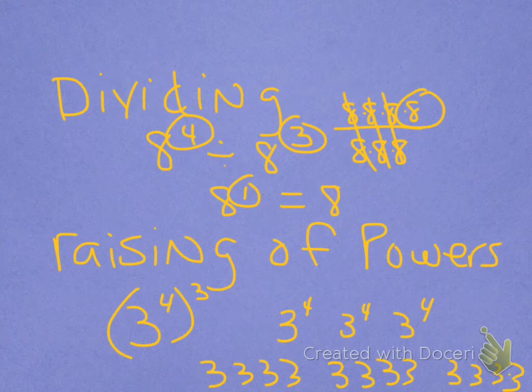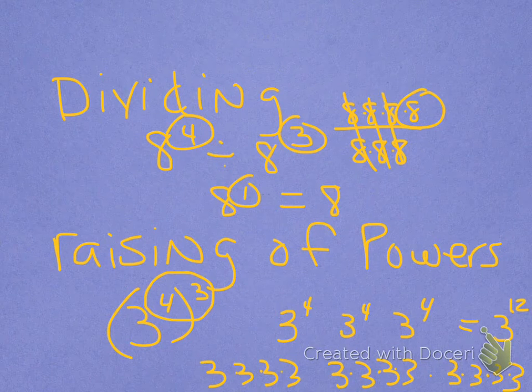And I'm multiplying them all together. How many do I have total? 12. Yes. And so, what's the relationship between that 4 and the 3 to get the 12? You multiply them. You multiply them, exactly. So this is 3 to the 12.